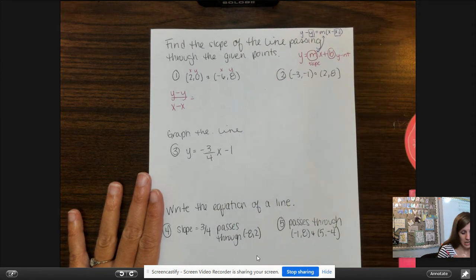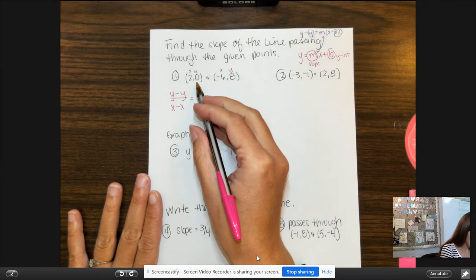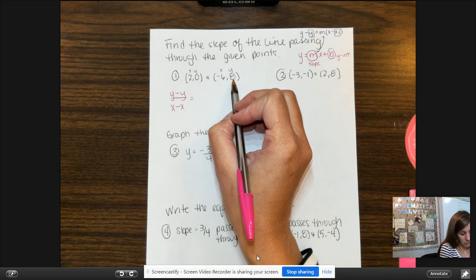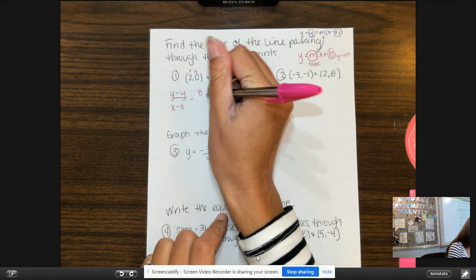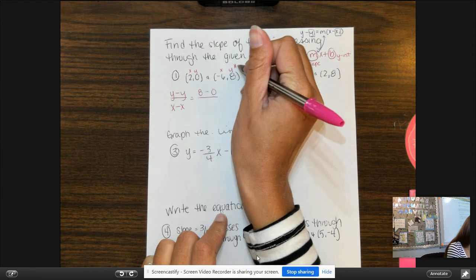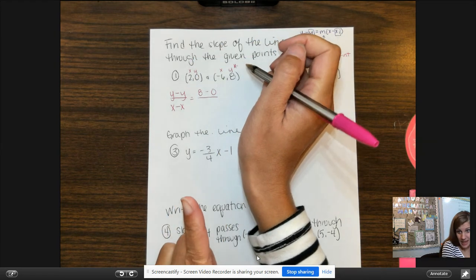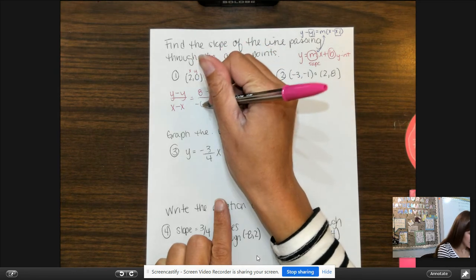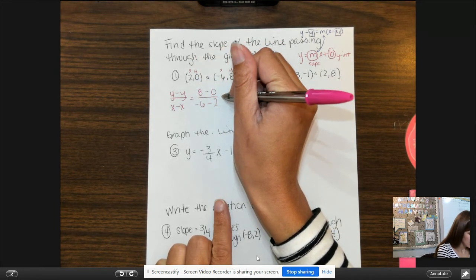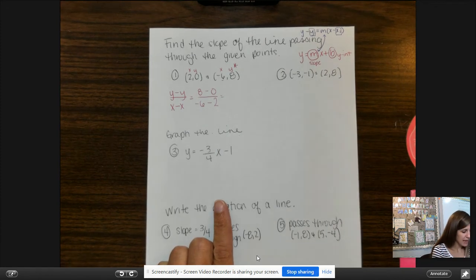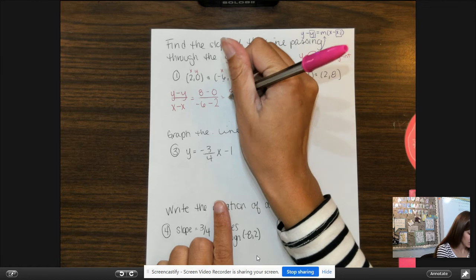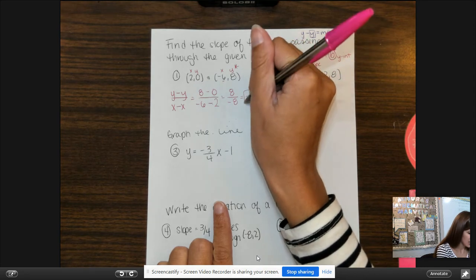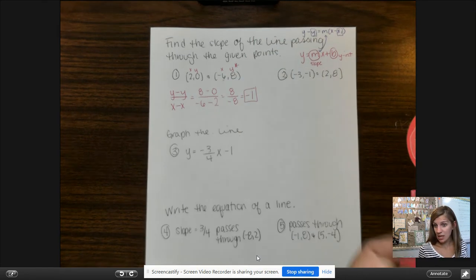The order of my pairs is x, y, x, y. So I'm going to pick the y's, and I could do 0 minus 8, but that seems super negative, so I don't want to do that. I'm actually going to do 8 minus 0. So I started with this point, did 8 minus 0, which is fine, but then on my x's, I have to start with the negative 6. That's kind of a bummer, but negative 6 minus 2. Then we simplify the top and the bottom. So 8 minus 0 is 8, geez. And then negative 6 minus 2 is negative 8. And then we can reduce to negative 1. And that's all we're trying to do on that problem, just finding the slope.